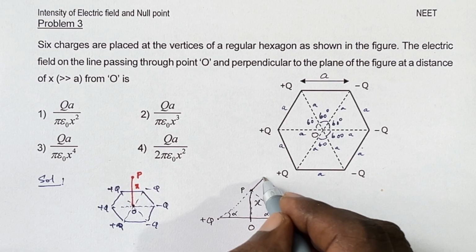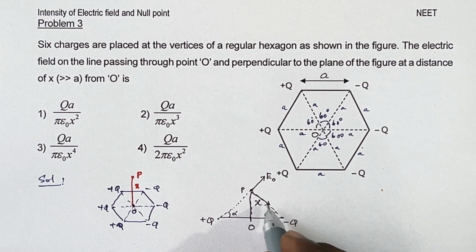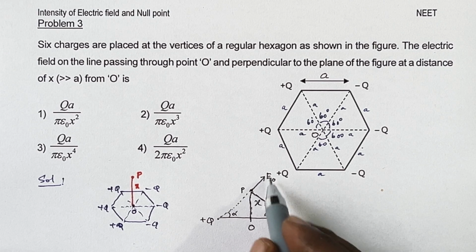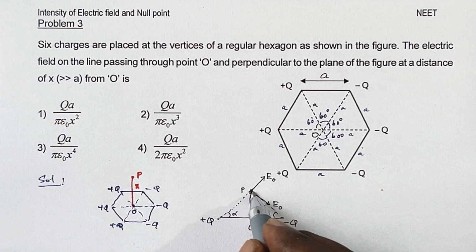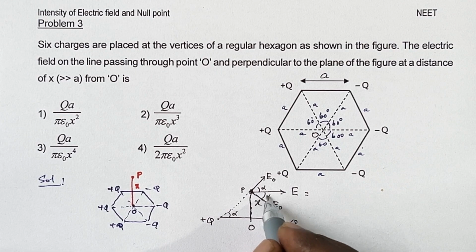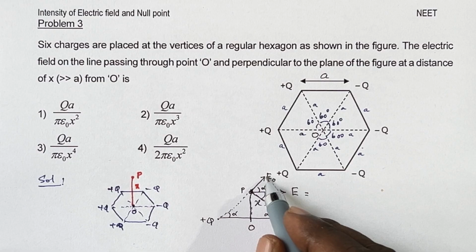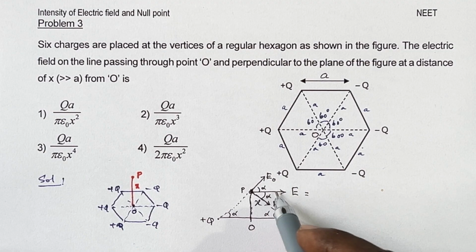Here this is the electric field direction. I may say this is E naught, and due to minus q, this is the direction of the electric field. Both electric fields are simultaneously acting at P. So this is the direction of the resultant electric field E. This is also alpha, this is also alpha. Then this is E naught. So the vertical components cancel each other. Only horizontal components will be there.